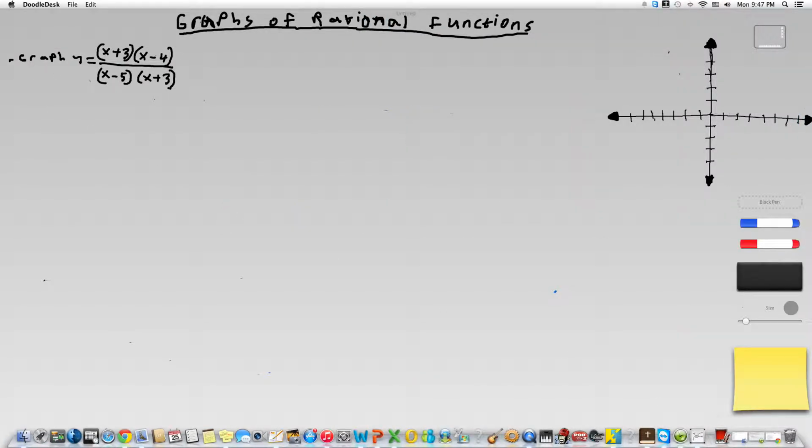Okay, so today we're going to be looking at graphs of rational functions, and our example tells us to graph y equals (x plus 3)(x minus 4) over (x minus 5)(x plus 3). So the first step to do this would be to check for holes. To do this, we're going to cancel in top and bottom.